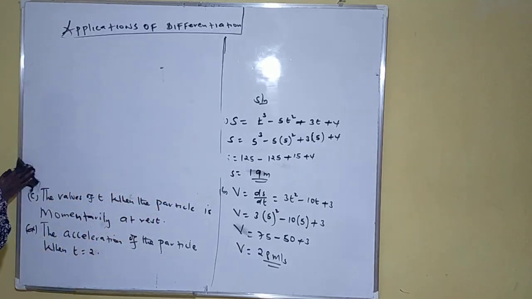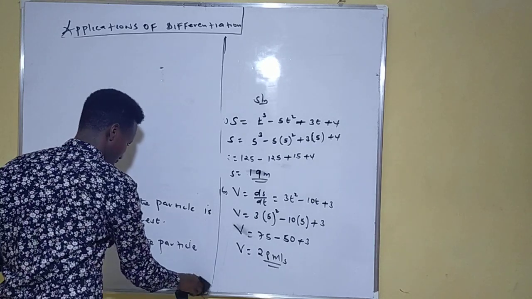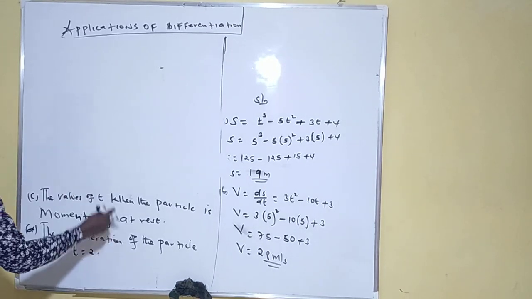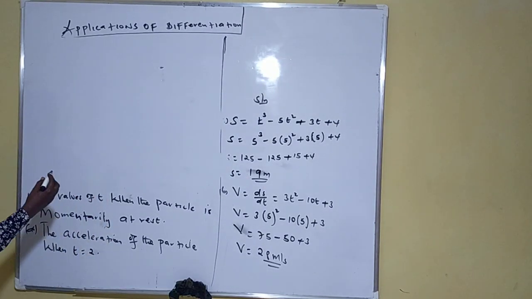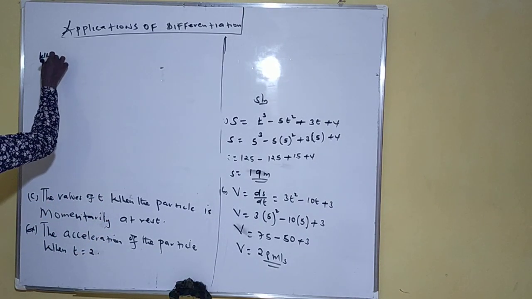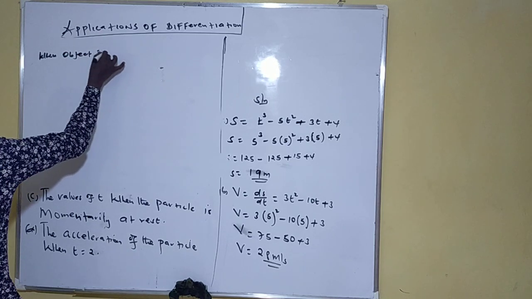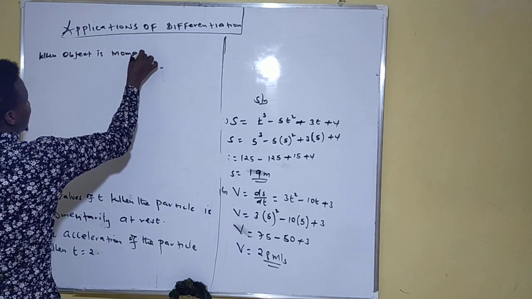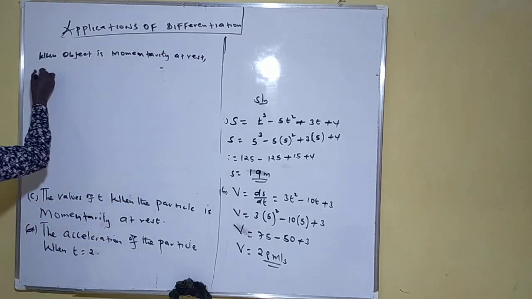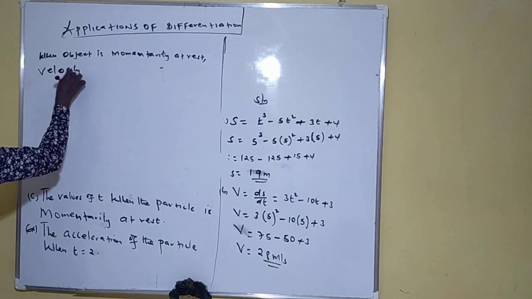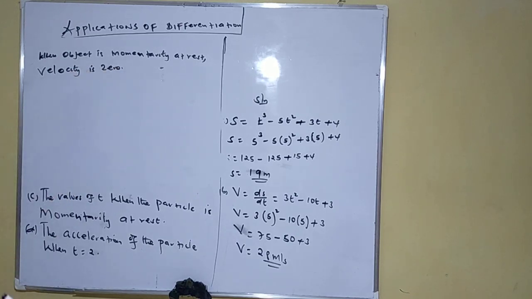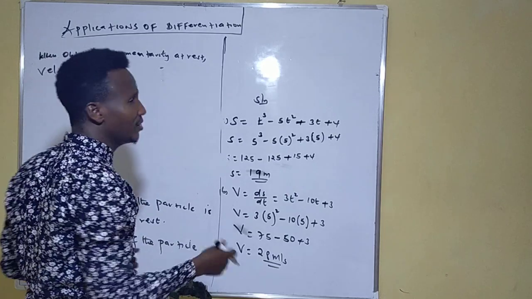Let me have this part, because I'm done with that. Okay? You are told the values of t. We are going to say, when an object is momentarily at rest, velocity is equal to what? Velocity is 0. Write this statement: when an object is momentarily at rest, velocity is 0.